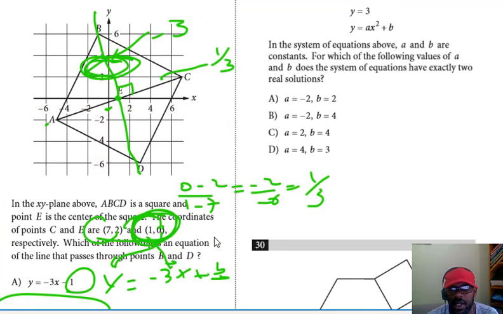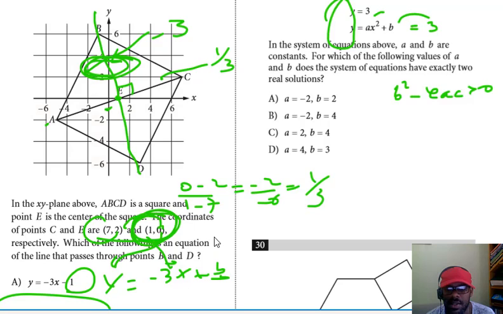All right. So 29. y equals 3. y equals this much in the system of equations. And we are asked, for which of the following values of a and b does the system of equations have exactly two real solutions? This is talking about the discriminant. If it has exactly two solutions, b squared minus 4ac must be greater than 0, but it should be in that form. So instead of y, substitute 3. So write this as ax squared plus b minus 3 equals 0.